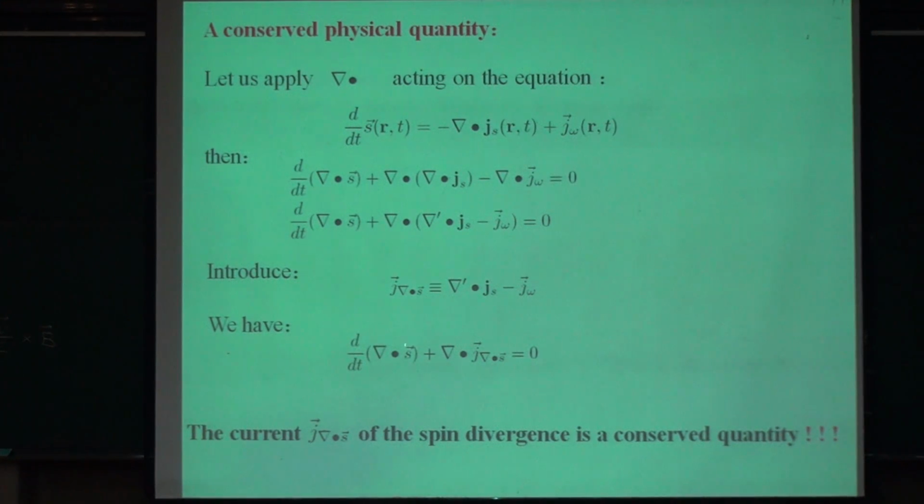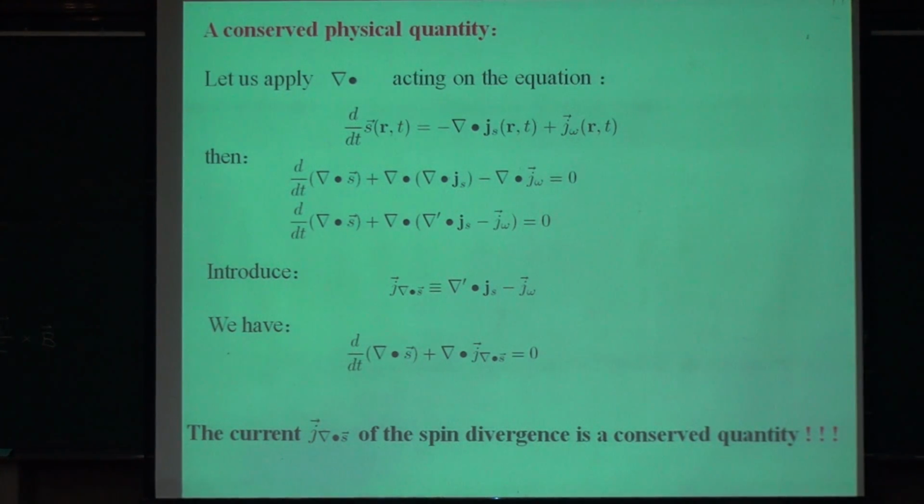So it tells us that even in spin transport, although spin itself is not a conserved quantity, the divergence of the spin is a conserved quantity. Associated with this divergence, there's a current, which is a combination of the linear spin current and the angular spin current. You can find a new current. Then you can ask, if it's a conserved quantity, what's the physical meaning of this current?